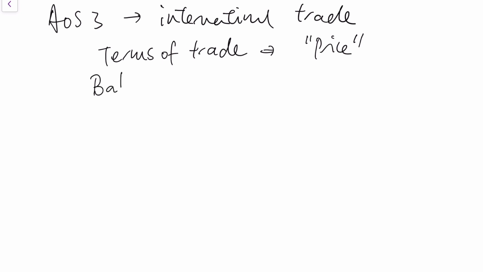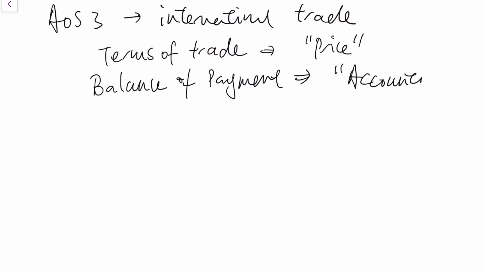Also, you have balance of payments. Essentially, accounting system. Because you have so many goods and services flow through the border, you need some accounting system to know how much is going out, how much money is going out, how much money is coming in. So that's balance of payment.